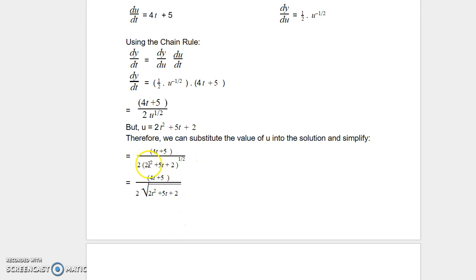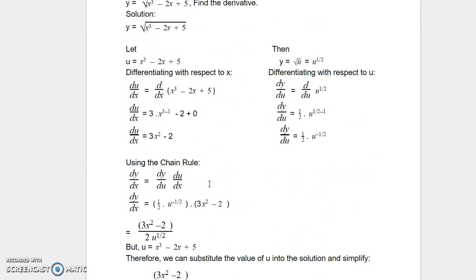We also know that we can express an exponential term as a radical term, as shown here. We can express it as 4t plus 5 in the numerator divided by 2 times the square root of 2t squared plus 5t plus 2. And now expressing the answer in this form or this form is absolutely correct. So therefore, this is the way we want to be able to solve complex problems using the chain rule. Let's look at another example.